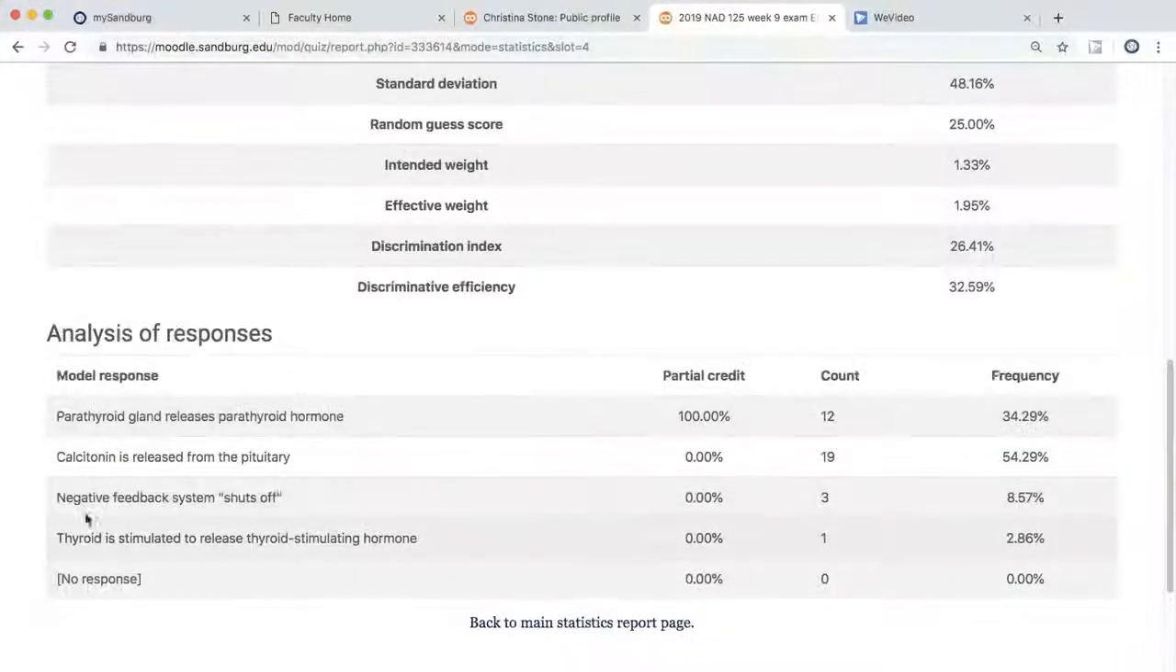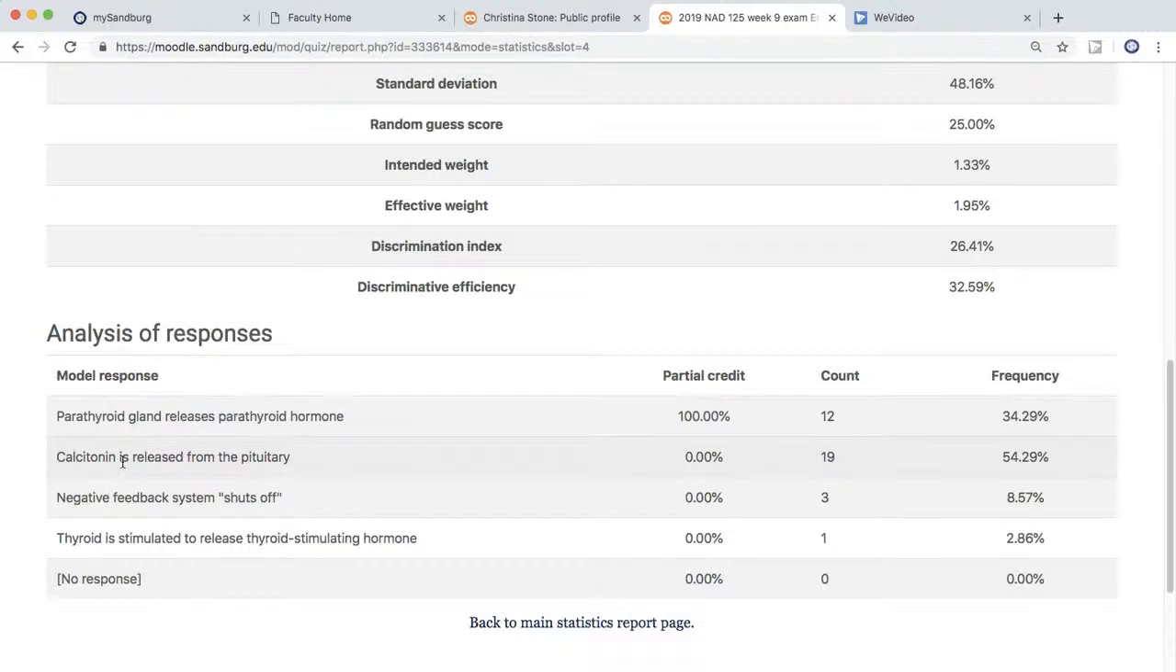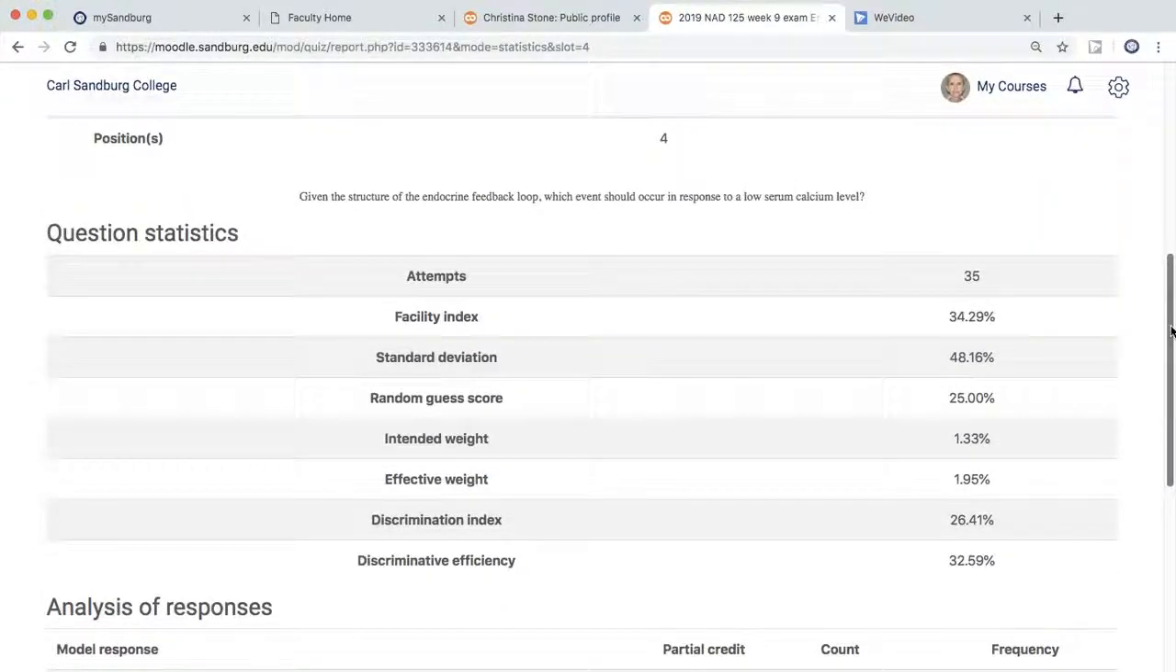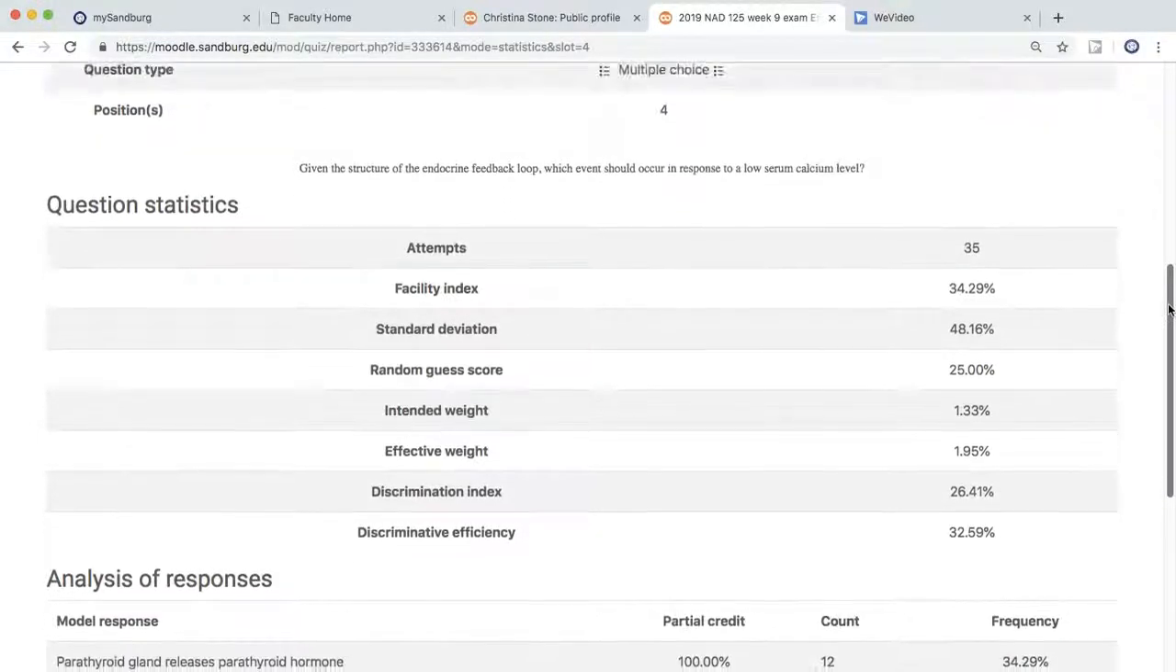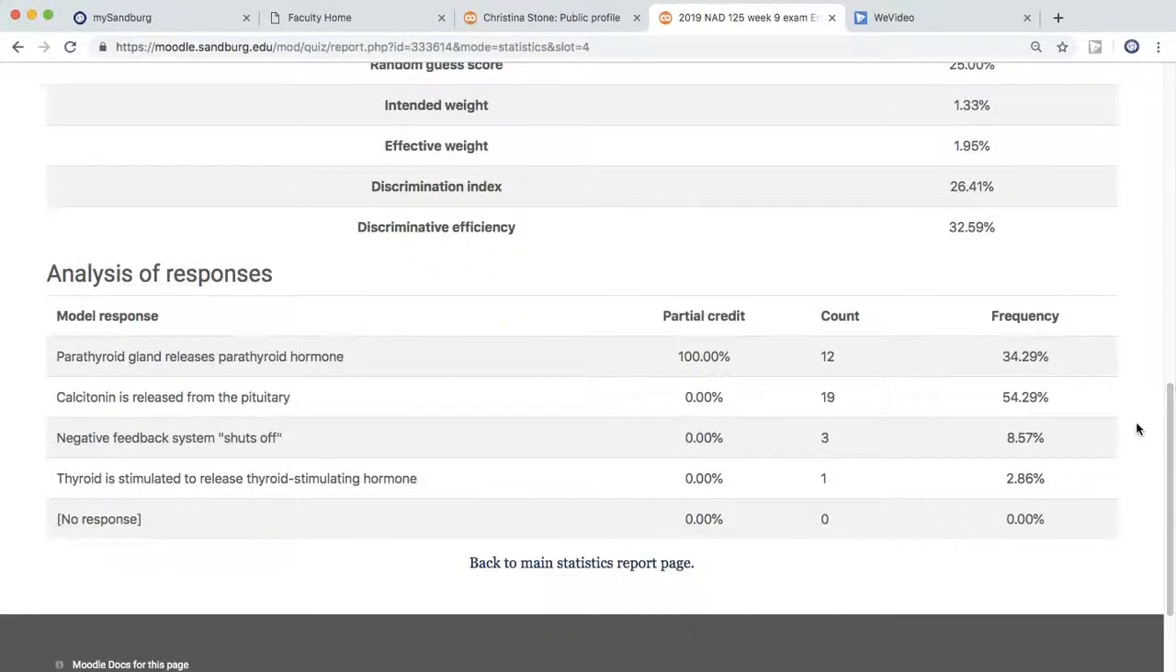I'm going to do a little research and see why the students are looking at the calcitonin. Why do I think they're looking at that? Is it a good distractor? Or sometimes I wonder, do the students just have no idea? Maybe it wasn't covered at all and they're just taking a guess.